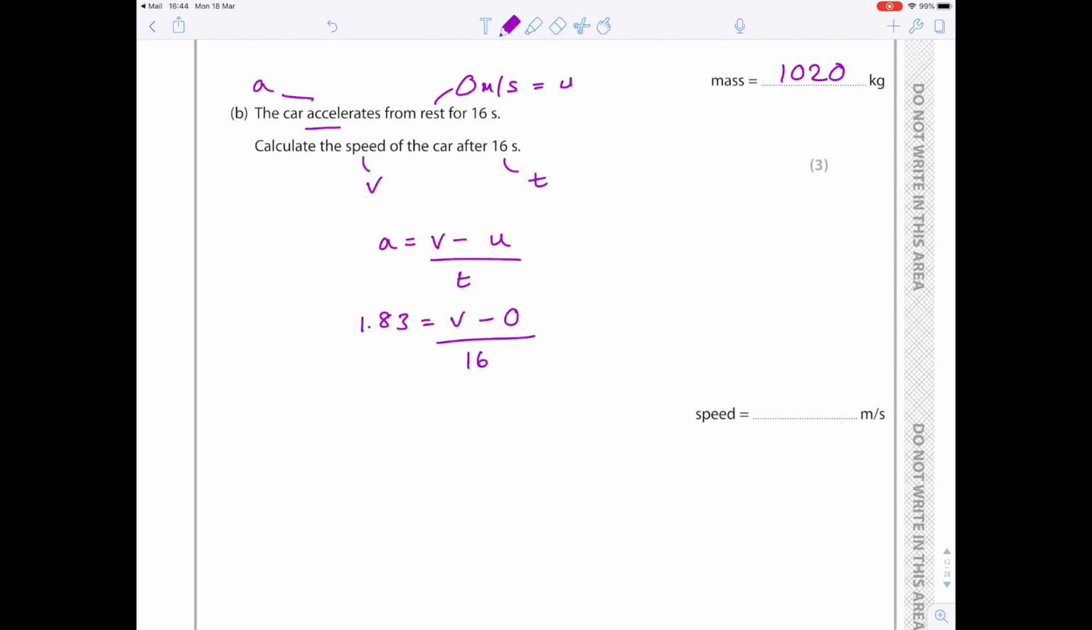Let's sort out this equation a little bit. So we're going to do 16 times 1.83 to get 29.28 equals v minus 0. Obviously, if you minus 0, it disappears. So actually, our final speed is 29.28, which rounds to 29.3.